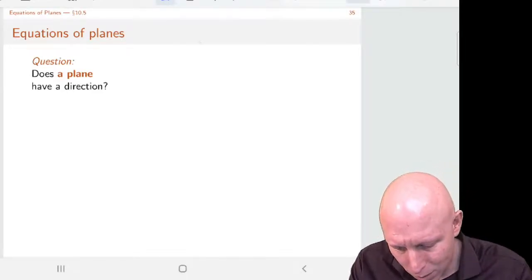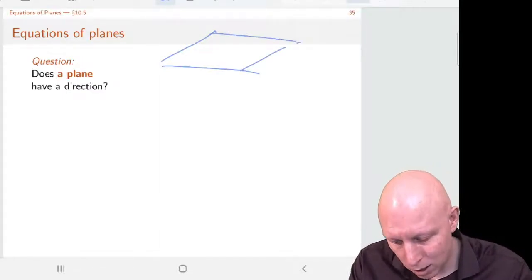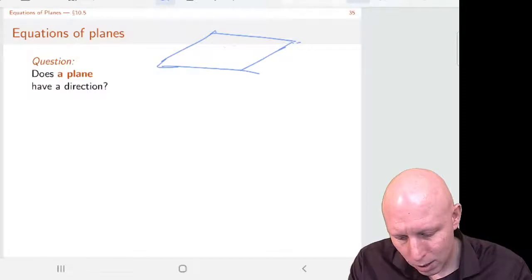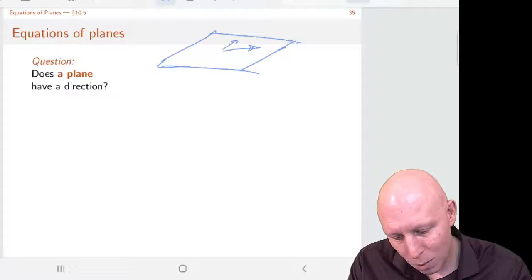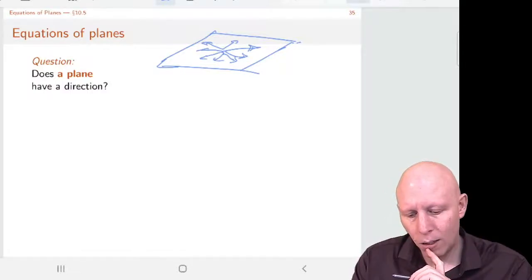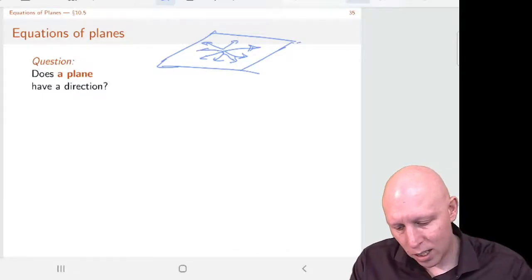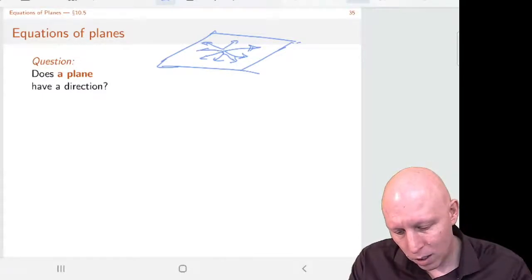Okay, so there's a plane. Here we have a plane. Doesn't have a direction. Well, I mean, if you walk in the plane in multiple ways, there's a lot of different directions you can walk in a plane. But what's special about all of these directions is that all of these directions are perpendicular to one additional vector.